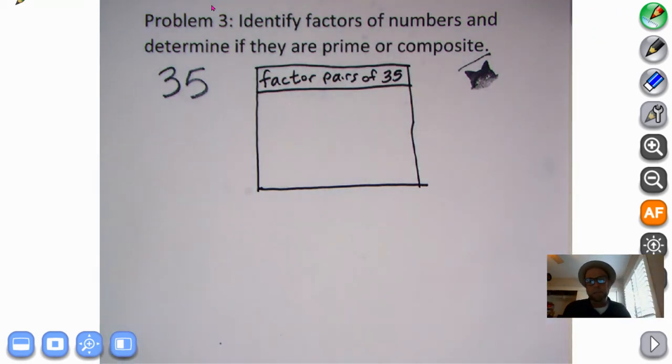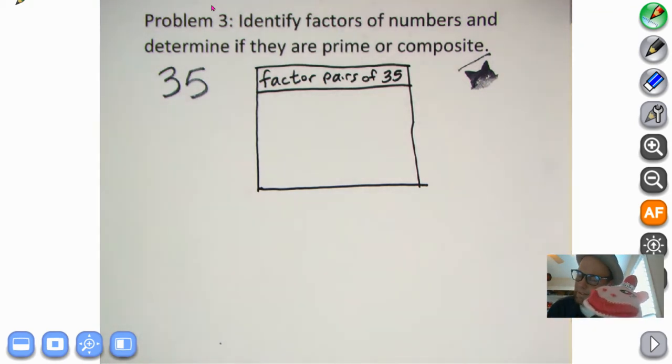Now these factor pairs. Oh, it's recess. It's not recess. It's recess. Princess Yvonne, it's not recess. It's recess. No, it's not. It's time to learn about factor pairs of 35. Oh, I know about those. I studied them last year.